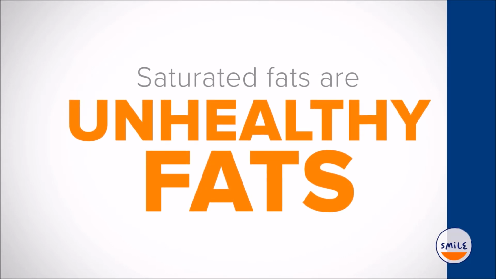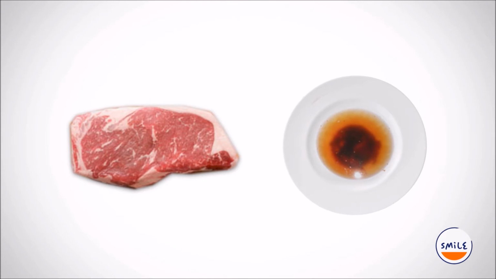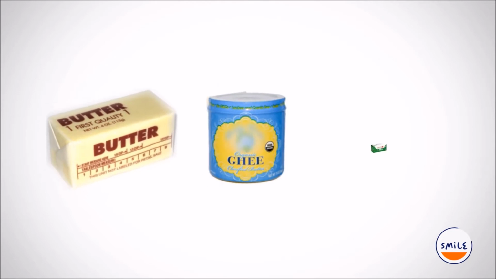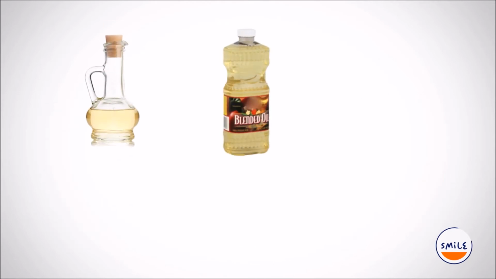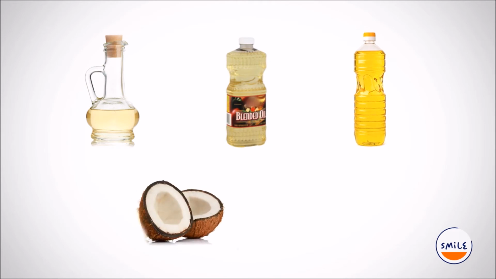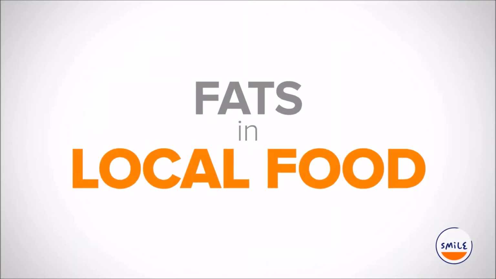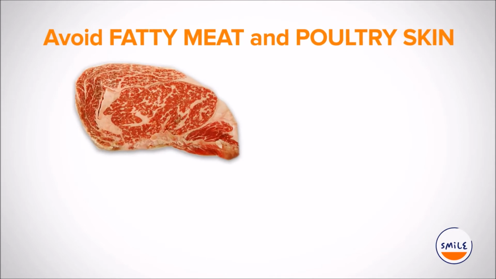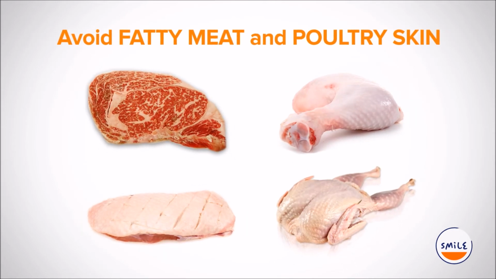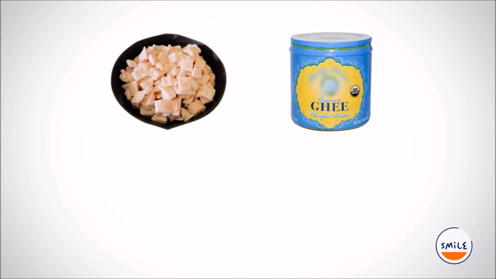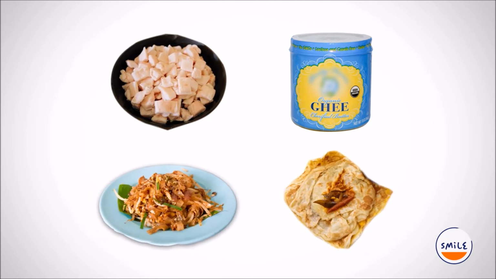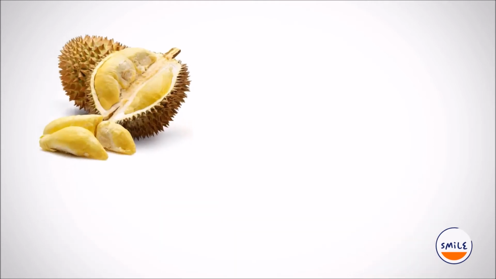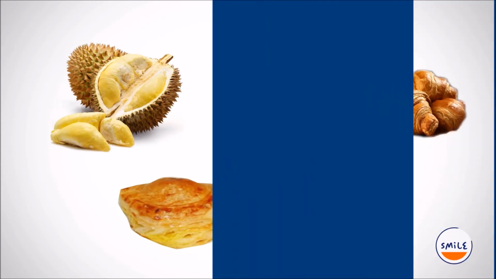They are found in products such as fatty meats and meat drippings, high-fat dairy products like whole milk and ice cream, butter, ghee, and lard, and palm oil, blended oils, coconut oil, coconut flesh, and whole milk. Some of the concentrated sources of saturated fat in local foods include fatty meat and skin in marbled meats, chicken, duck, and quail. Lard, ghee, and vegetable shortening in fried dishes like char kway teow and roti prata. Coconut milk and cream in curry, bobo cha cha, and kaya. Durian, and products made with whole milk and butter.